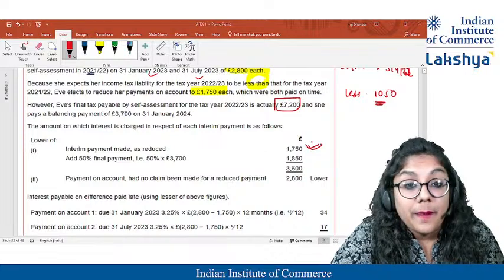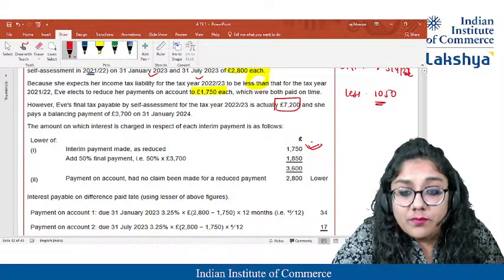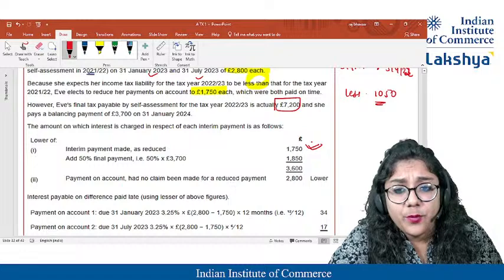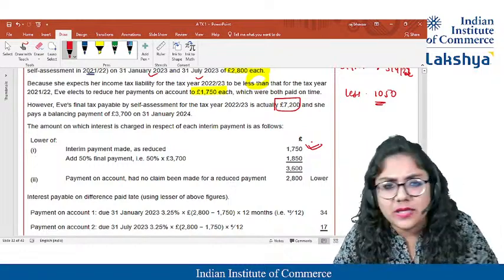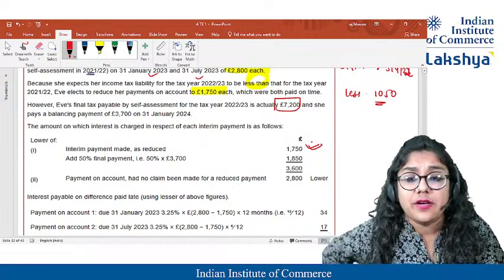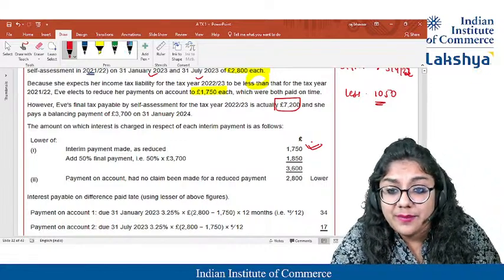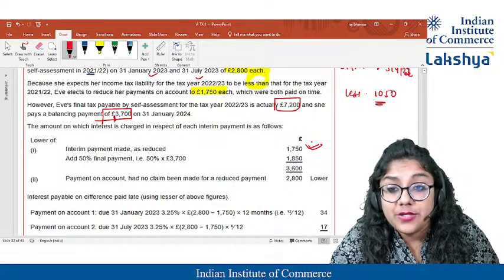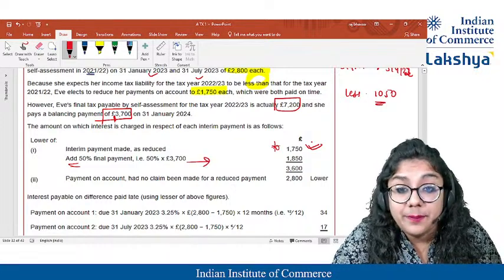Okay, but we know 7200 she has to pay in 2 equal installments, right? She was supposed to make her payments in 2 equal installments, which comes to 3600. Okay, 3600, and she paid a balance of 3700 at the end on 31st Jan. Now what is she going to make the payments of? First of all, she has to pay the amount. How much? 3700 she made as payments, so 50% of that. So she paid 1750 and 50% she has to pay.